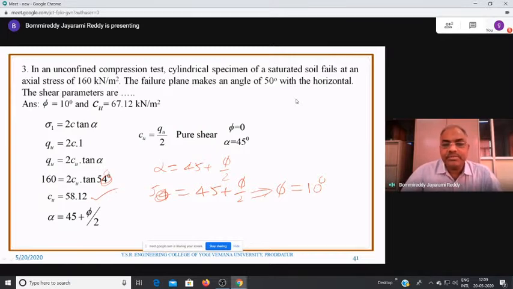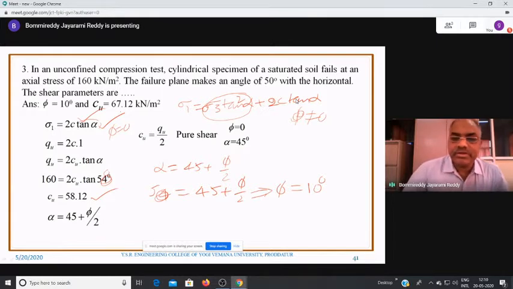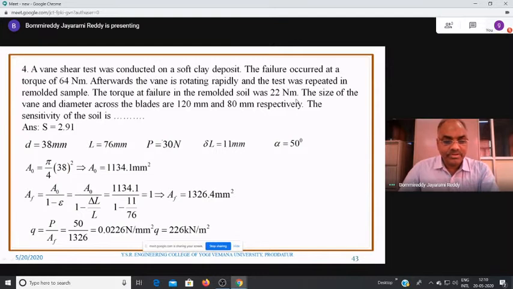Remember that in this particular case, the phi value is not equal to 0. If phi is not equal to 0, you have to use this equation. Already you know that sigma 1 equal to sigma 3 tan square alpha, but here phi is not 0. The failure plane is given as 50, accordingly phi will be equal to 10 degrees. So you have to use this formula, sigma 1 equal to 2c tan alpha, for computing both the shear parameters. It's also a similar problem.